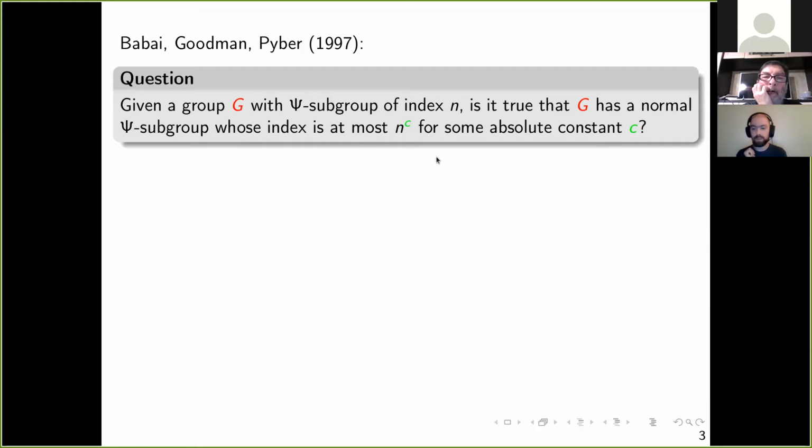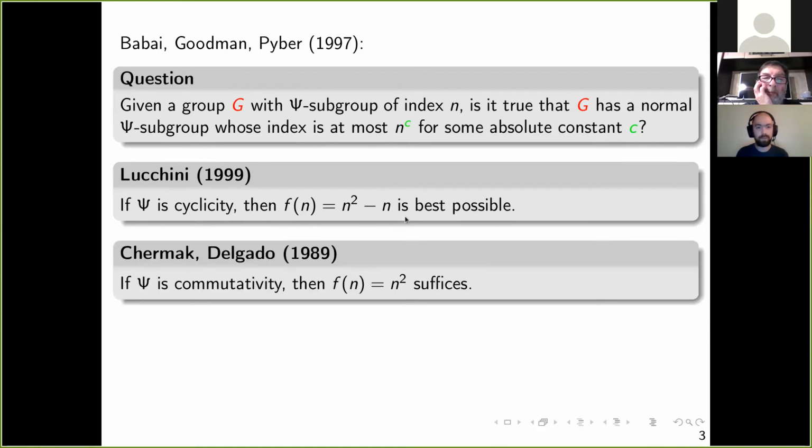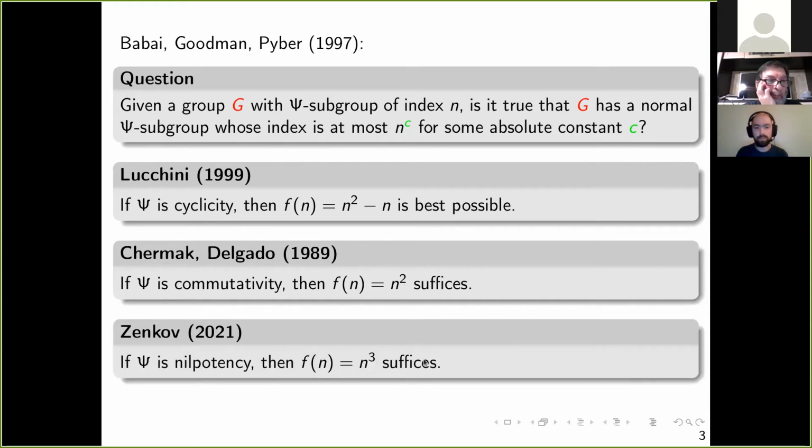Different people were working on this question at different times and for different psi, and we have some answers actually. For example, if psi is cyclicity, then we know the best possible f, it's n squared minus n. Well, it's not exactly of this form, but it's polynomial. If psi is commutativity, then n squared suffices. And if psi is nilpotency, then n cubed suffices.